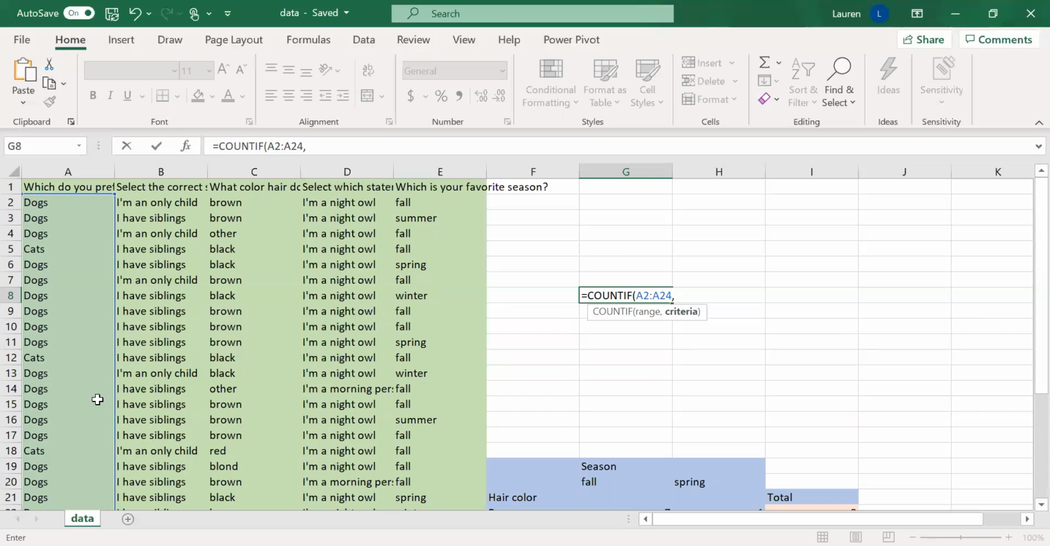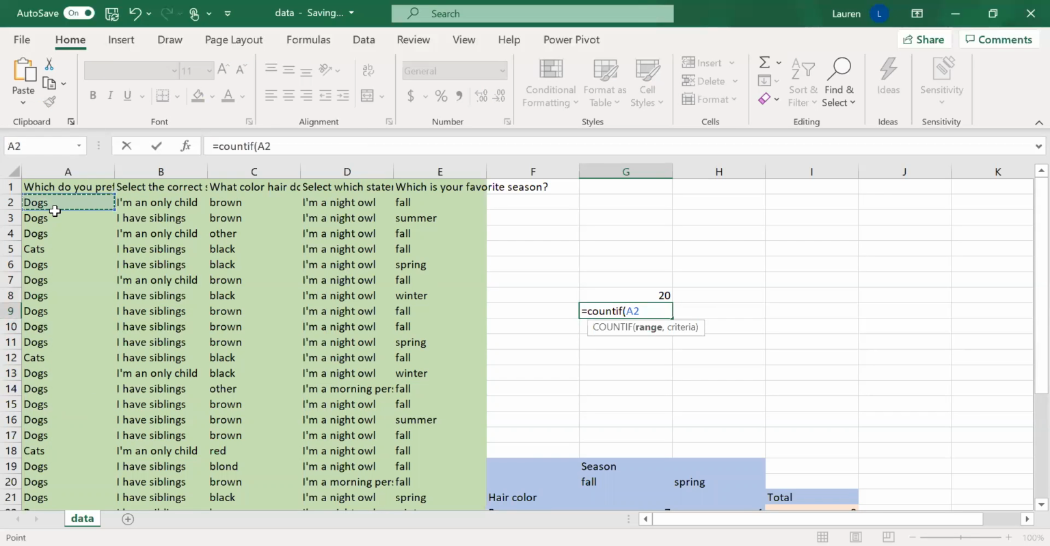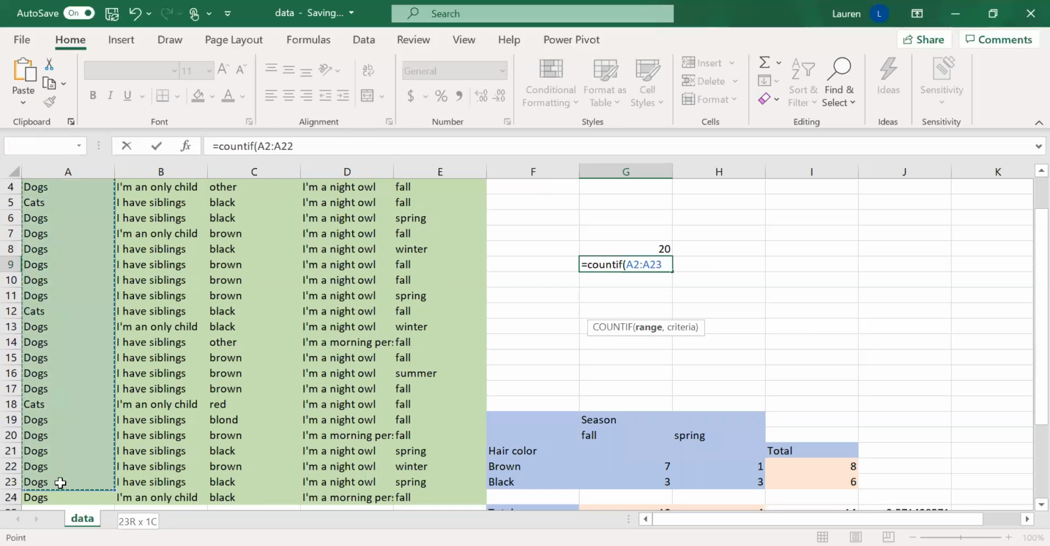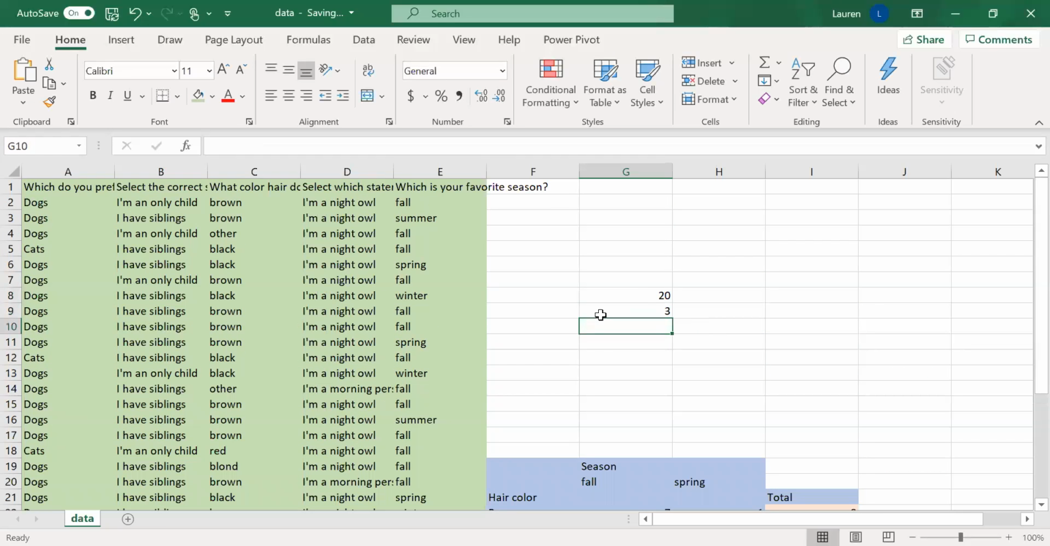So I select my data, I type in a comma, and then it wants to know what criteria, what am I counting? So I want to count all of the people who reported that they preferred dogs. So that was 20. Then we look to see, okay, and it should be pretty obvious, but if we count it, select our data, and then ask it to tell us all the people who prefer cats. Of course, it's 3, because as we know, we have 23 total responses. So 20 people said that they preferred dogs, 3 people said that they preferred cats.